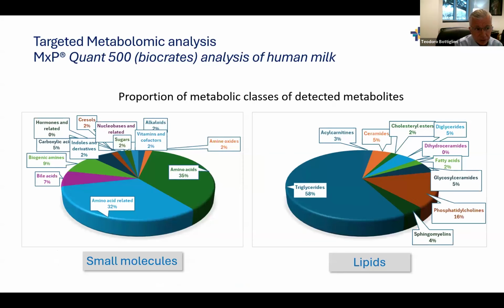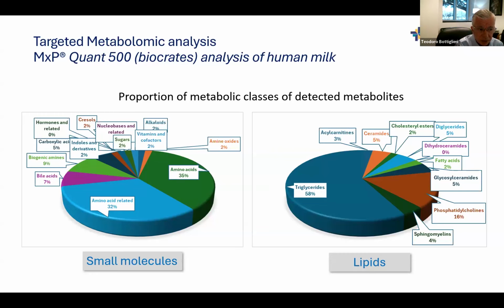Moving on, we can see in these diagrams the distribution that we find from this study, for the samples analyzed, for both the small molecules and the lipids. This is pretty consistent with other publications in the literature, where for the small molecules, the largest class of compounds is represented by the amino acids and other amino acid related compounds.